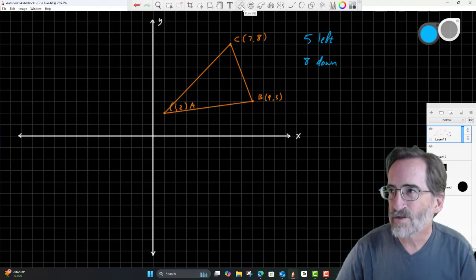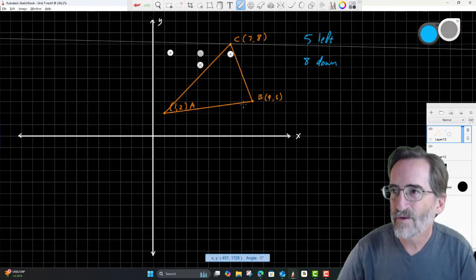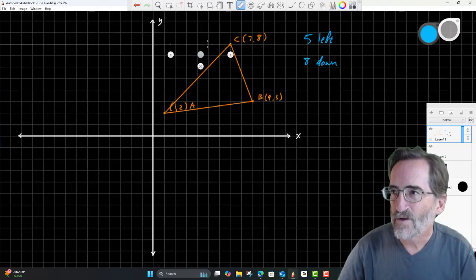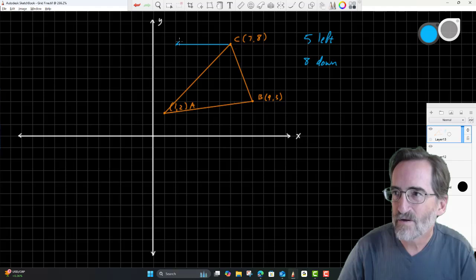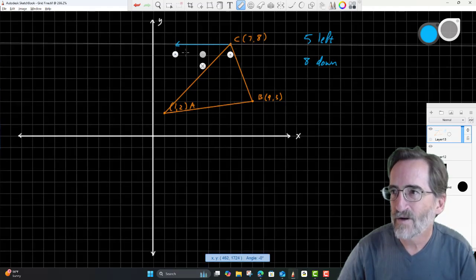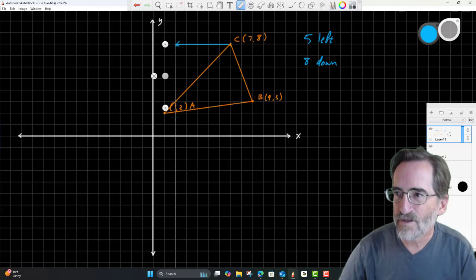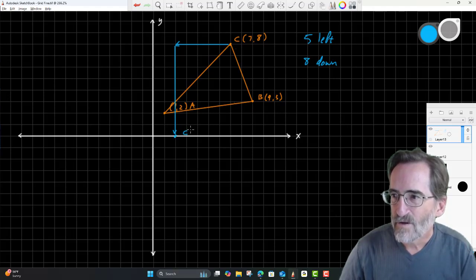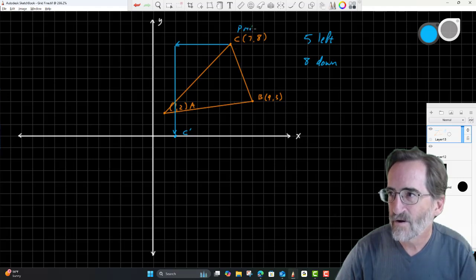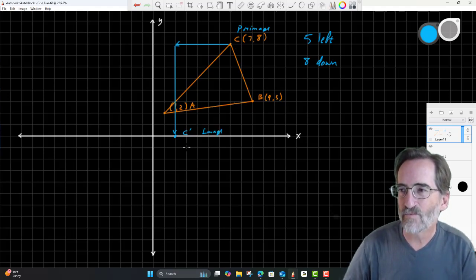So take point C and move 5 units to the left: 1, 2, 3, 4, 5. And 8 down. So I'm going to go down 8 from there: 2, 4, 6, 8. That puts me right here. Down 8. And so I will say C prime is right here. Now, C is called the pre-image, and C prime is called the image.